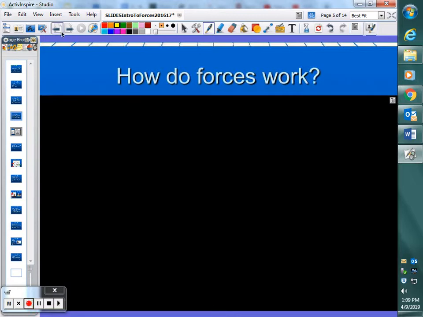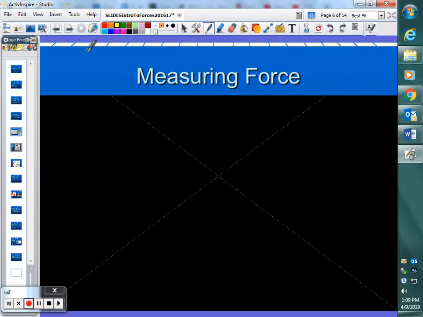All right. Next, let's measure force. Okay. So measuring force is a little bit more complicated than measuring distance or measuring time or even measuring speed. When we measure distance, we just measure the length. One step. When we measure time, we just measure the time. One step.